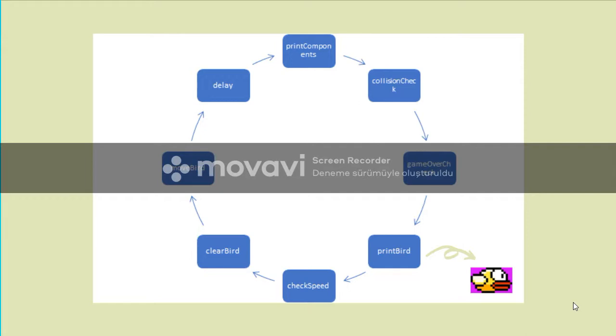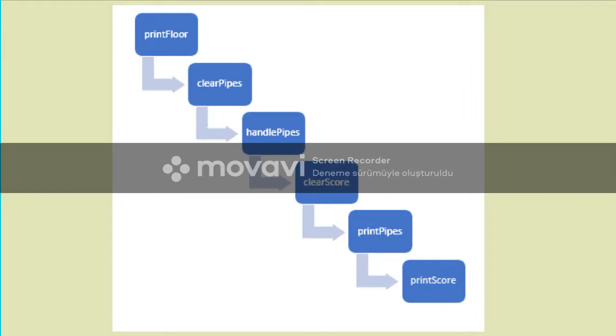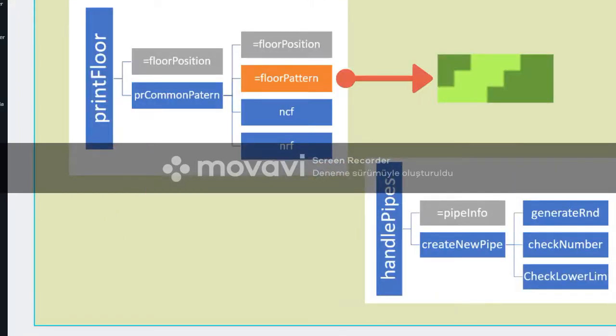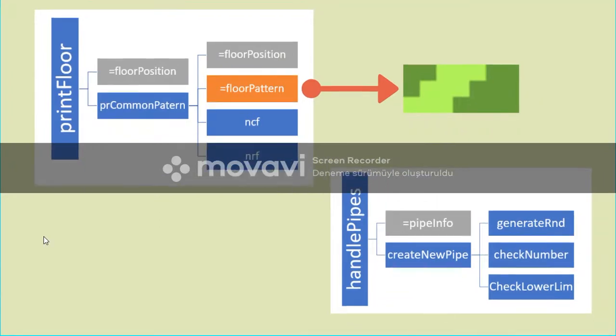Another challenging part was implementing the moving ground and pipes. We did all of it in the print components function. We created common pattern images for pipes and floor, and we wrote print functions using these patterns. To give a movement effect, we keep an index value for each pipe and the floor. First, the floor is printed, then all pipes, and last we write 2 pixels of clean to prevent trace.